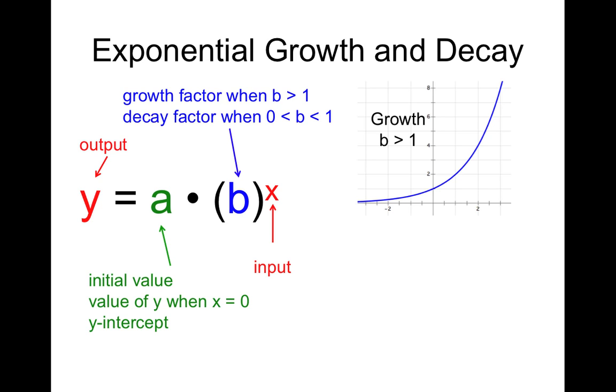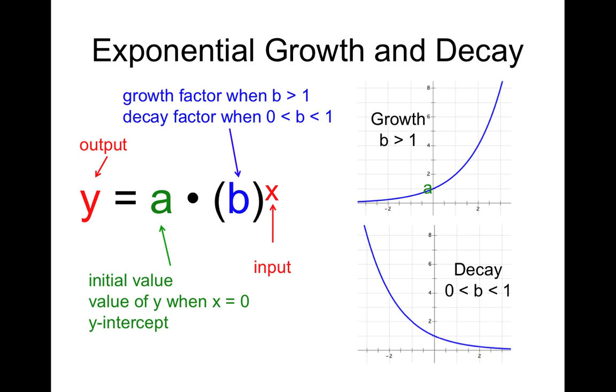The graph of a growth function has this shape anytime b is greater than 1. a is right here, it's the y-intercept. The graph of a decay function will look like this. As x gets bigger, y gets smaller. This happens anytime b is in between 0 and 1, and a is still right here.